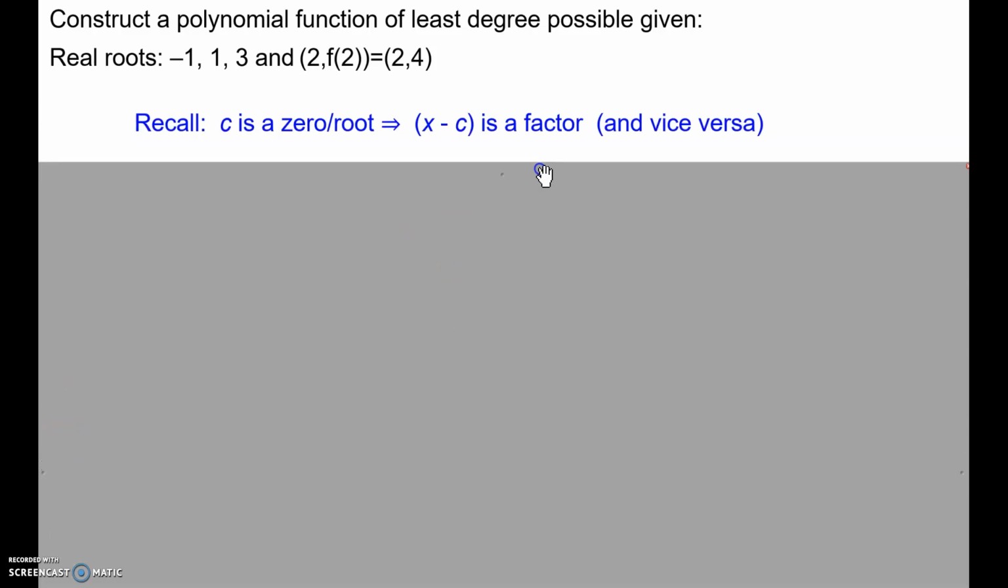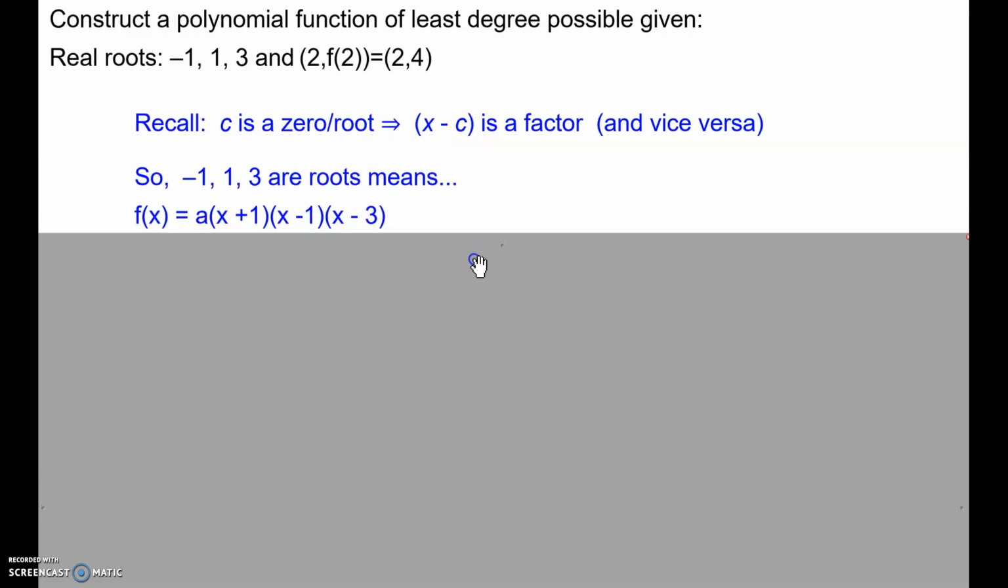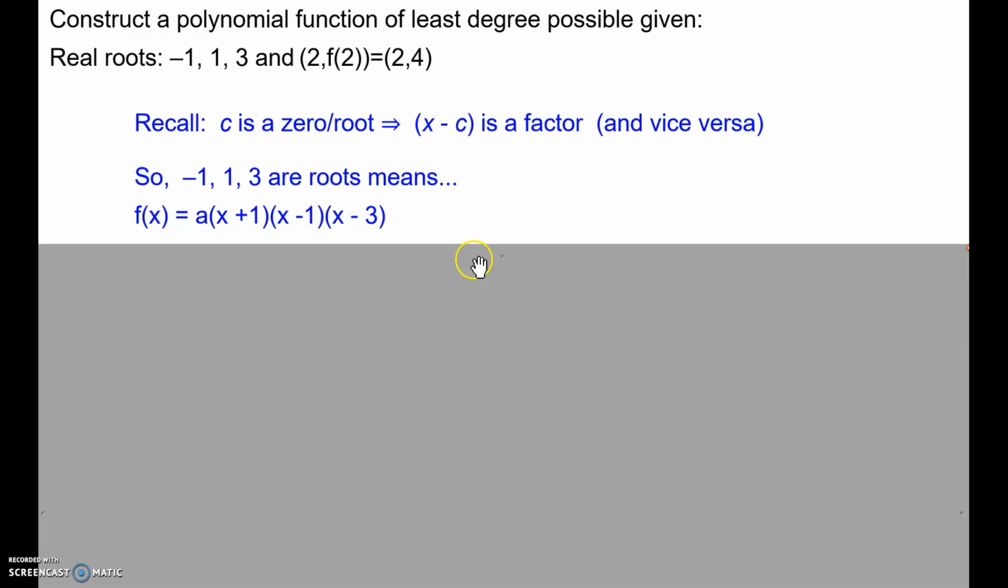So let's review a little bit. First, if I have a 0 or a root, then I also have a factor. So if c is the 0 or the root, then x minus c is the factor, and that works both ways, of course. So given that we have some real roots, that means we have some factors. x minus a minus 1 turns into x plus 1, then x minus 1 and x minus 3. The one thing we have to make sure of is that we put an a out here in front because we're not sure what the leading coefficient is.